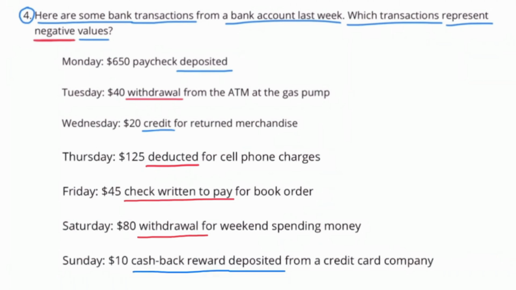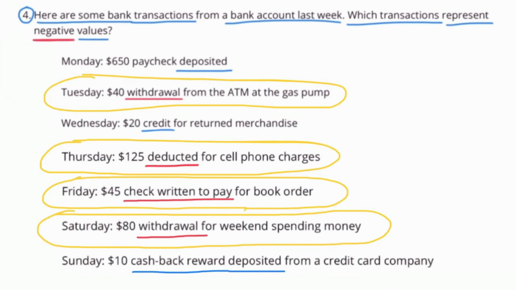Sunday, $10 cashback reward deposited from a credit card company. That's a positive because $10 cash was deposited into the account. The transactions that were negative were Tuesday, Thursday, Friday, and Saturday.